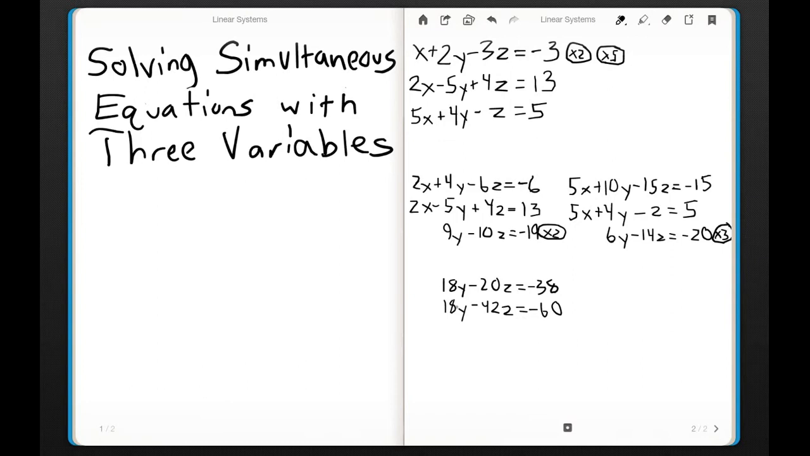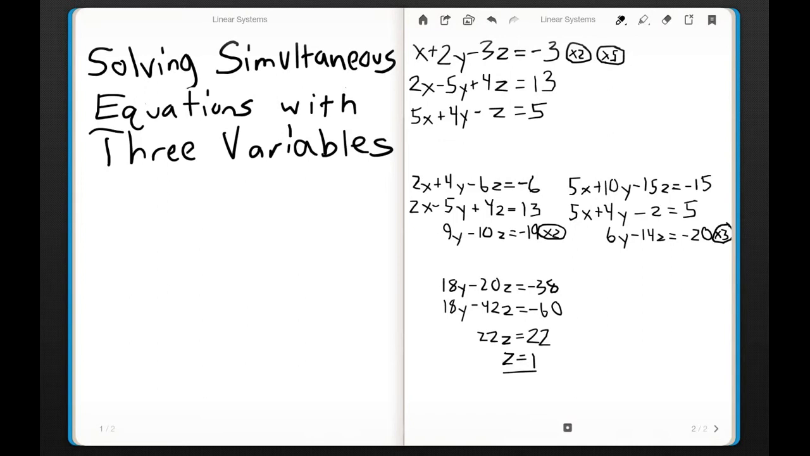And now we can just subtract to eliminate 18y. So 18y minus 18y goes away. -20z minus -42z is positive 22z. And -38 minus -60 is 22. So z equals 1. Okay, so now we have solved for one variable. That took the most work.